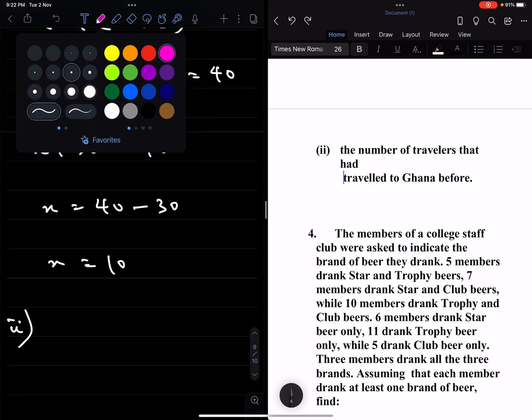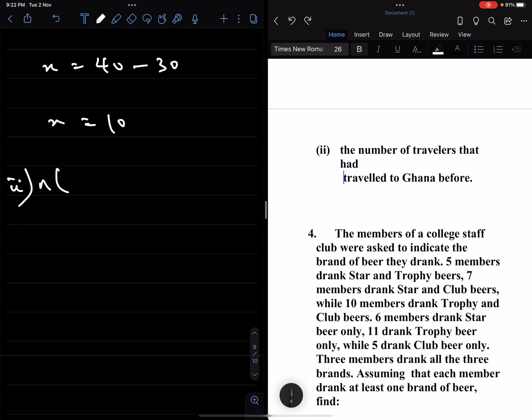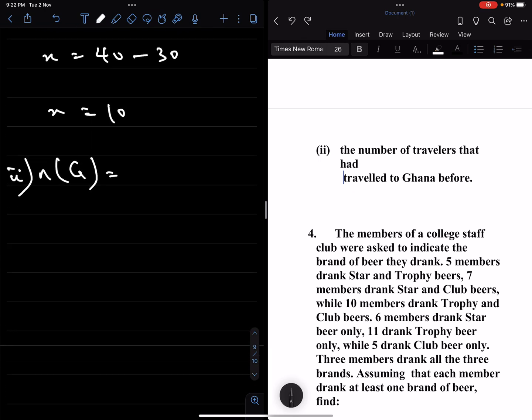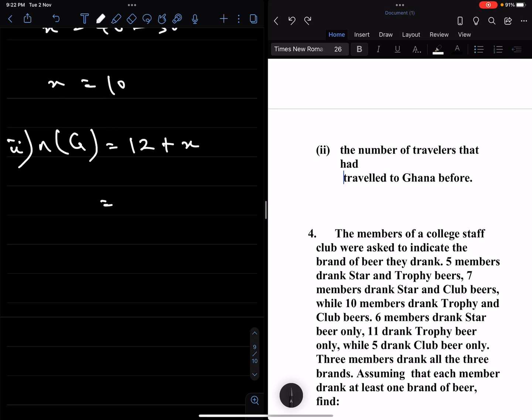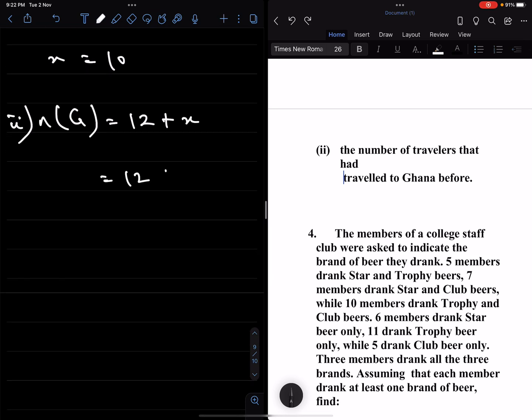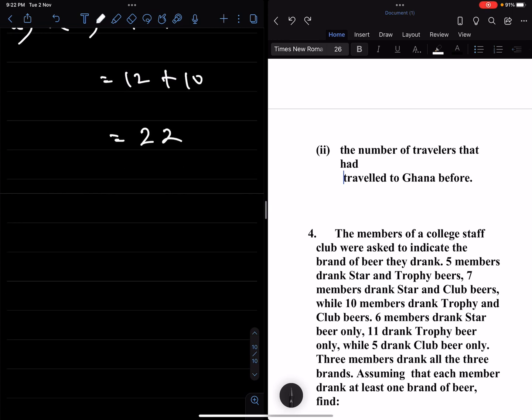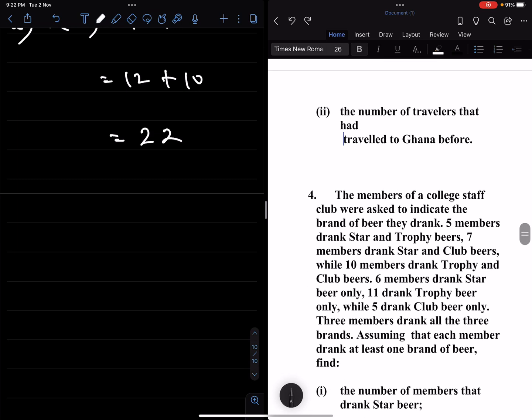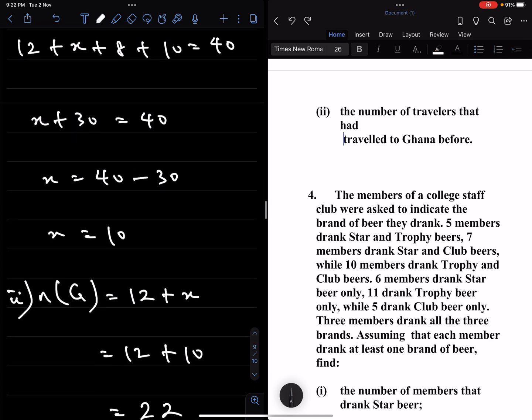So that simply means that's actually the cardinality of the set G, which means the total number of people who have gone to Ghana, or the total number of elements in the set G. And that's going to be 12 plus X, which represents those who have gone to only Ghana and those who have gone to both Ghana and Cameroon. And that's 12 plus 10, which is 22. So that's the total number of travelers who have gone to Ghana before. Okay, let's keep that and then we continue in the next.